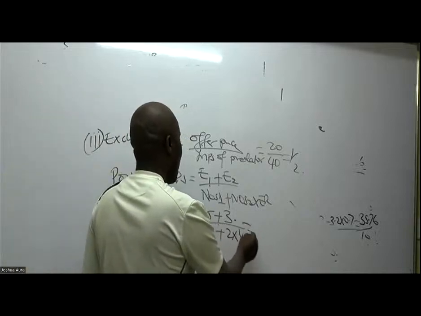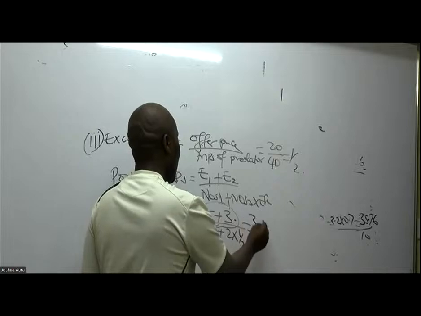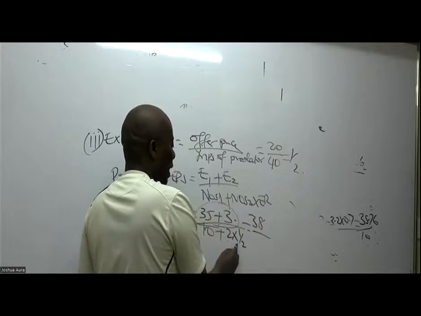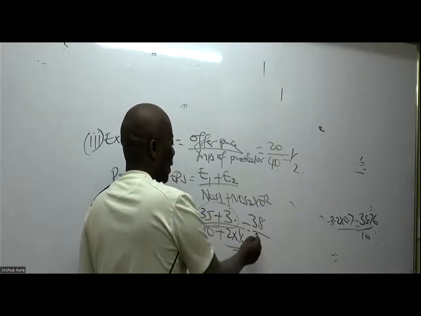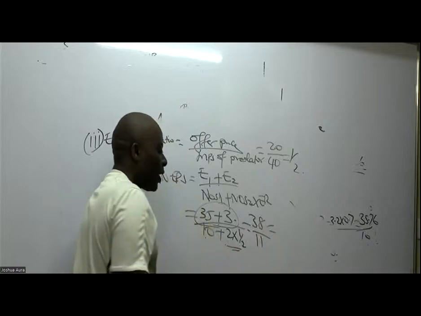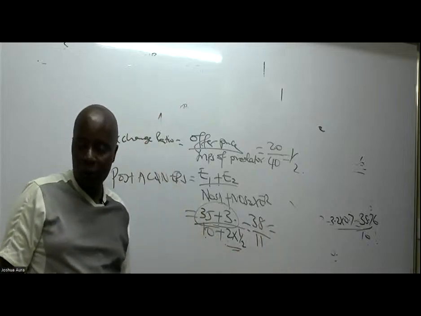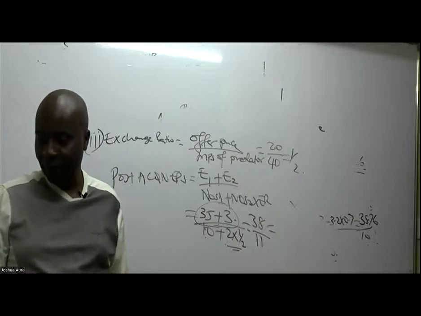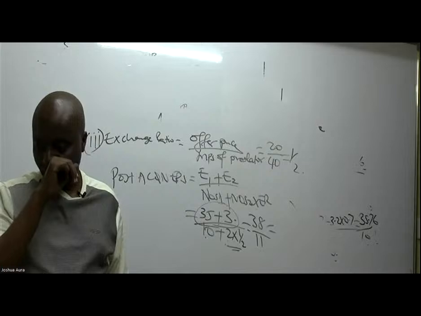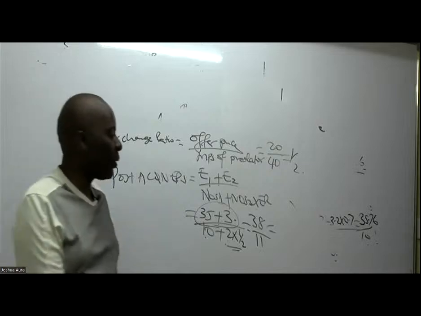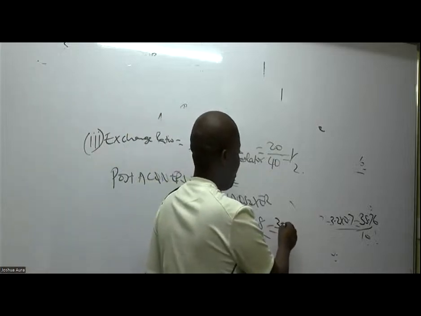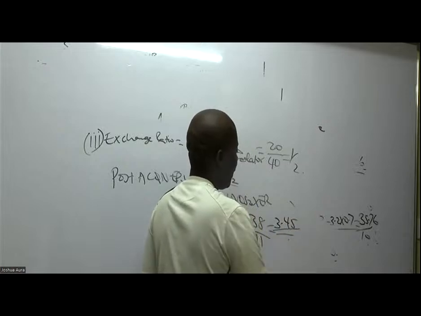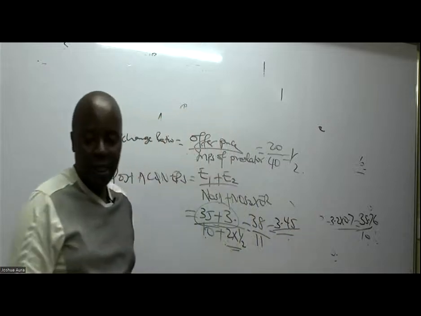Again, you have to be careful. The numerator is 38. The denominator is 2 times a half, which is 1. 10 plus 1 is 11. So 38 divided by 11 will end up giving me 3.45.